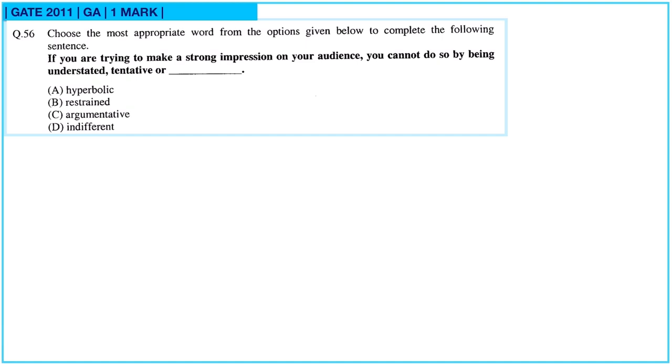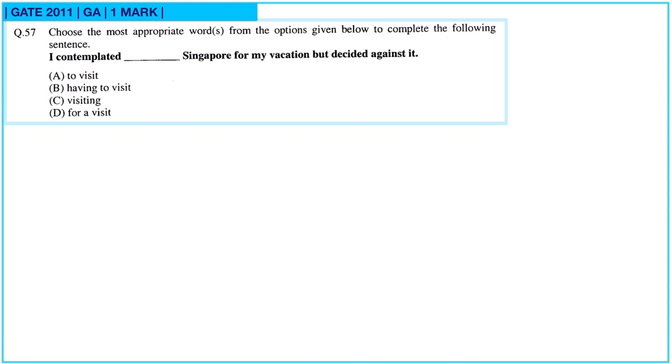Option A is hyperbolic, that means deliberately exaggerated version. Restrained, that is not showing strong feelings. Argumentative, that means involved or who is enjoying arguments. And indifferent means not interested in or caring about those things. So this understated means it is in a restrained manner. So we can choose option B here. Option B is correct.